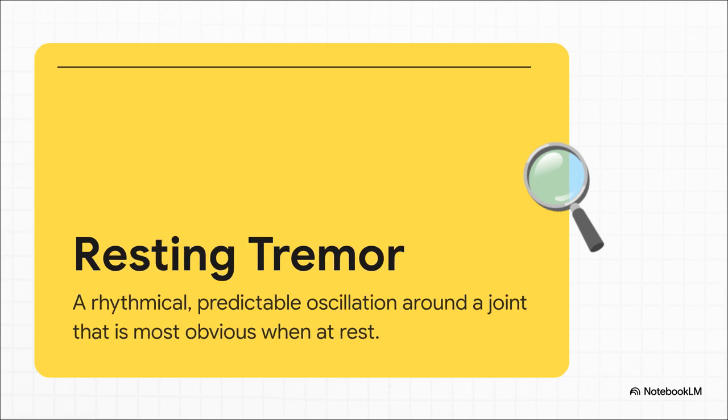The second feature is a resting tremor. Now, a tremor is just a rhythmical, predictable oscillation around a joint. But the key word here, the one you absolutely have to remember, is resting. This tremor is most obvious when the limb is completely supported and not being used for anything. And often it'll get better or even disappear completely the moment the person goes to do something. This is what really helps us distinguish it from other kinds of tremor.